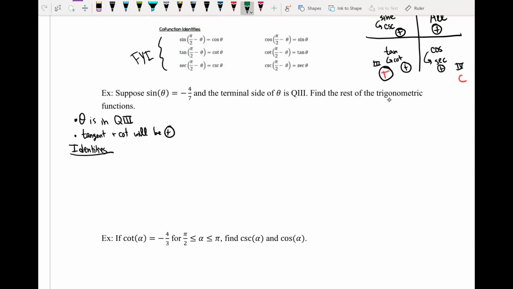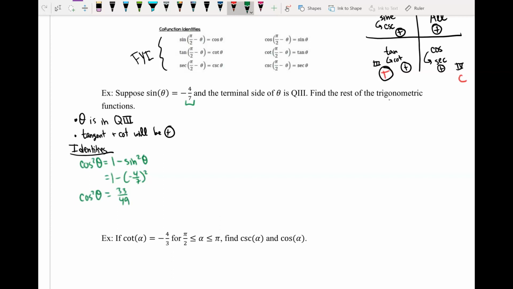So I know that cosine squared theta equals 1 minus sine squared theta. To find cosine squared, I just got to plug in this negative 4 over 7 in here. 1 minus negative 4 over 7 squared. So I'm going to put that in there. So we're going to have 1 minus negative 4 over 7 squared. And that's going to give me 33 over 49. Remember, this is cosine squared.